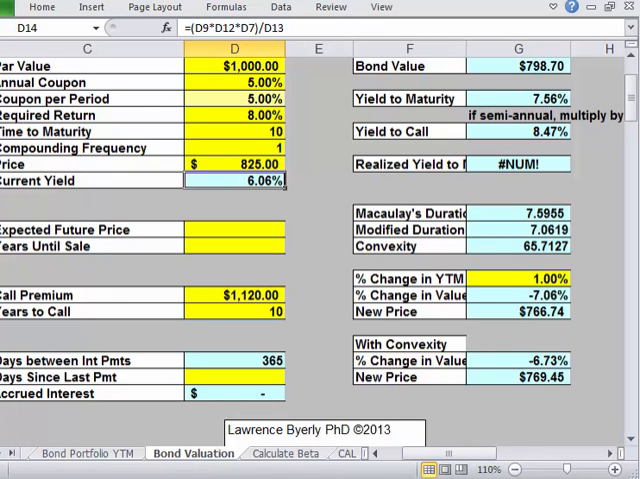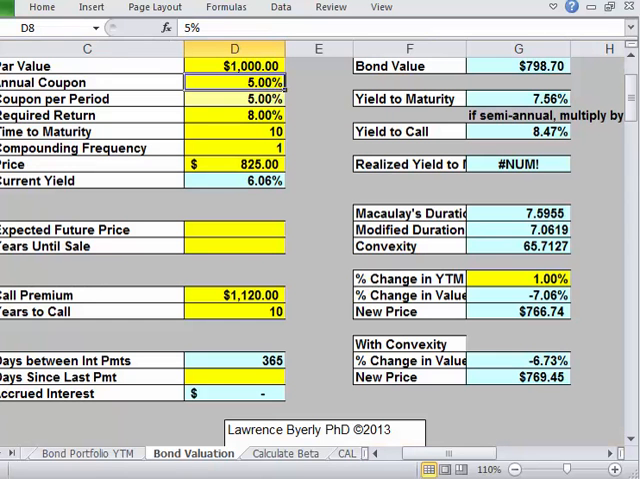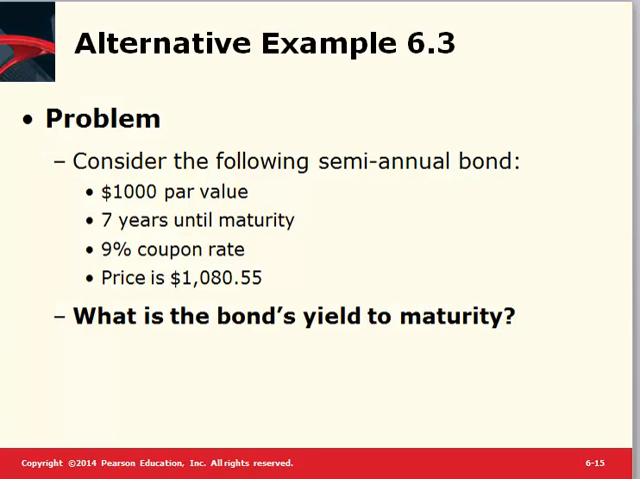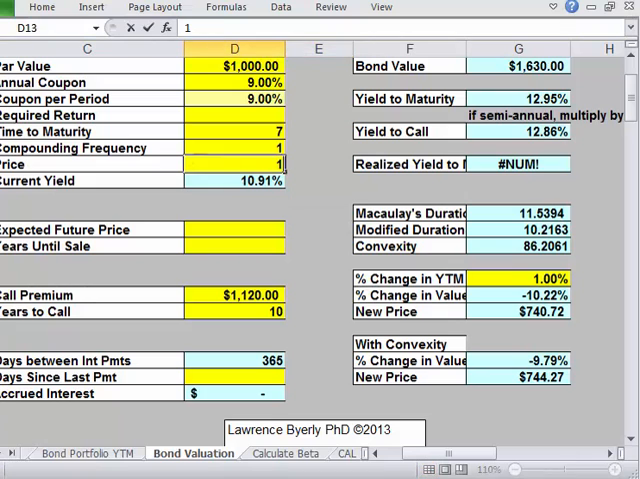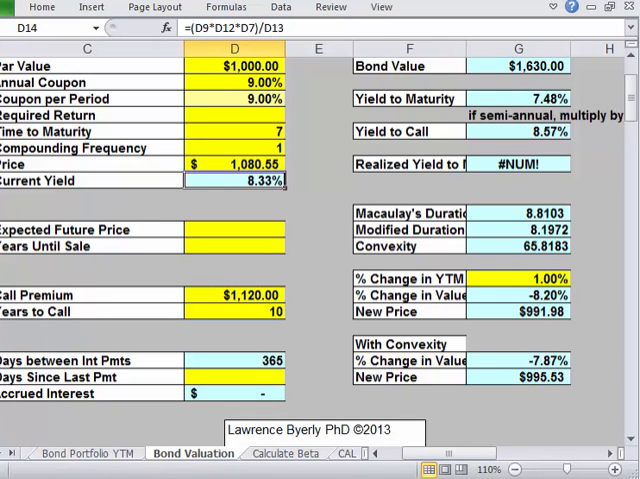So we have $1,000. Let me go back again. It's 7 years and 9%, so there's 9%. The required return, we don't need the required return here. But we can see what? If the bond has a price of $1,080.55, that's what we had here, the bond yield to maturity ultimately is 7.48%. Is that the right answer?